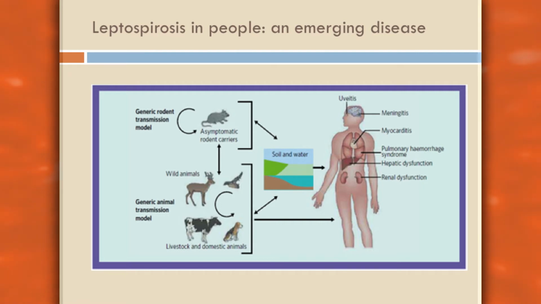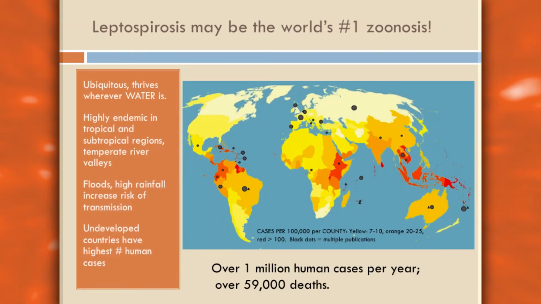And we tend to, we're in the developed world, and we tend to kind of not think about it very much. But the World Health Organization just convened a whole study section to try to quantify how much of a problem leptospirosis is in the world. And they think there is a possibility it may even be the world's number one zoonosis. It's ubiquitous. It thrives wherever water is. It's highly endemic in tropical and subtropical regions.